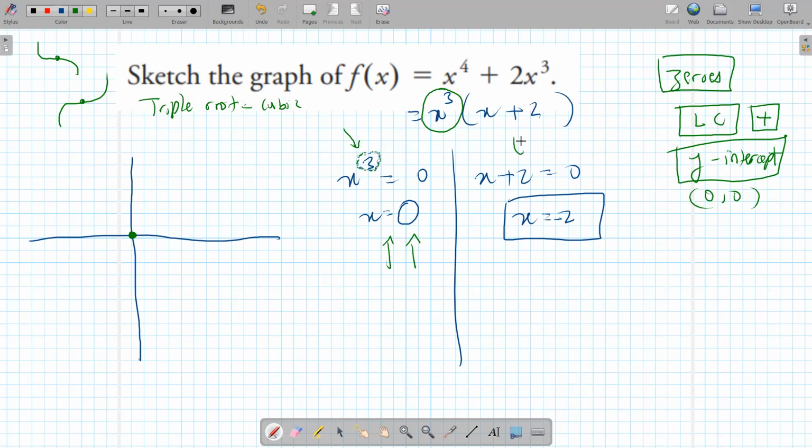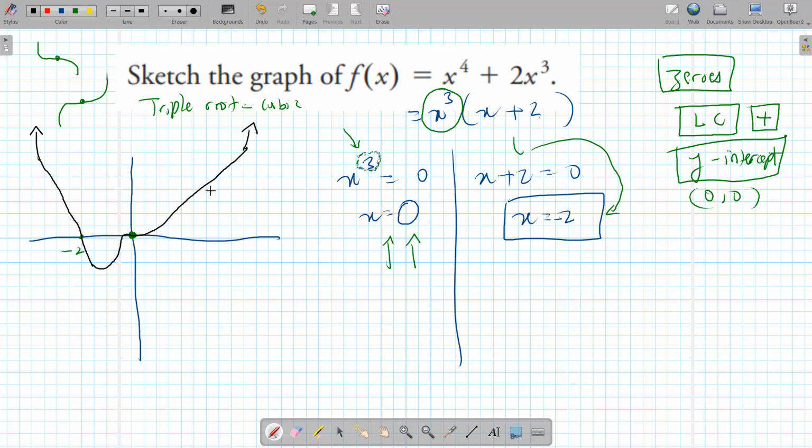What's the root of the other term? -2. How many roots does that have? Just one. So at -2, it's going to cross like a straight line, but at 0, it's going to become a cubic function. Now let's draw this. So we know it's a positive quartic function. A positive quartic function starts in quadrant 2, ends in quadrant 1. At -2, it's just going to cross like a straight line, okay? But at 0, it's going to turn itself into a mini cubic function, and there we go. That's the sketch. Does that make sense?